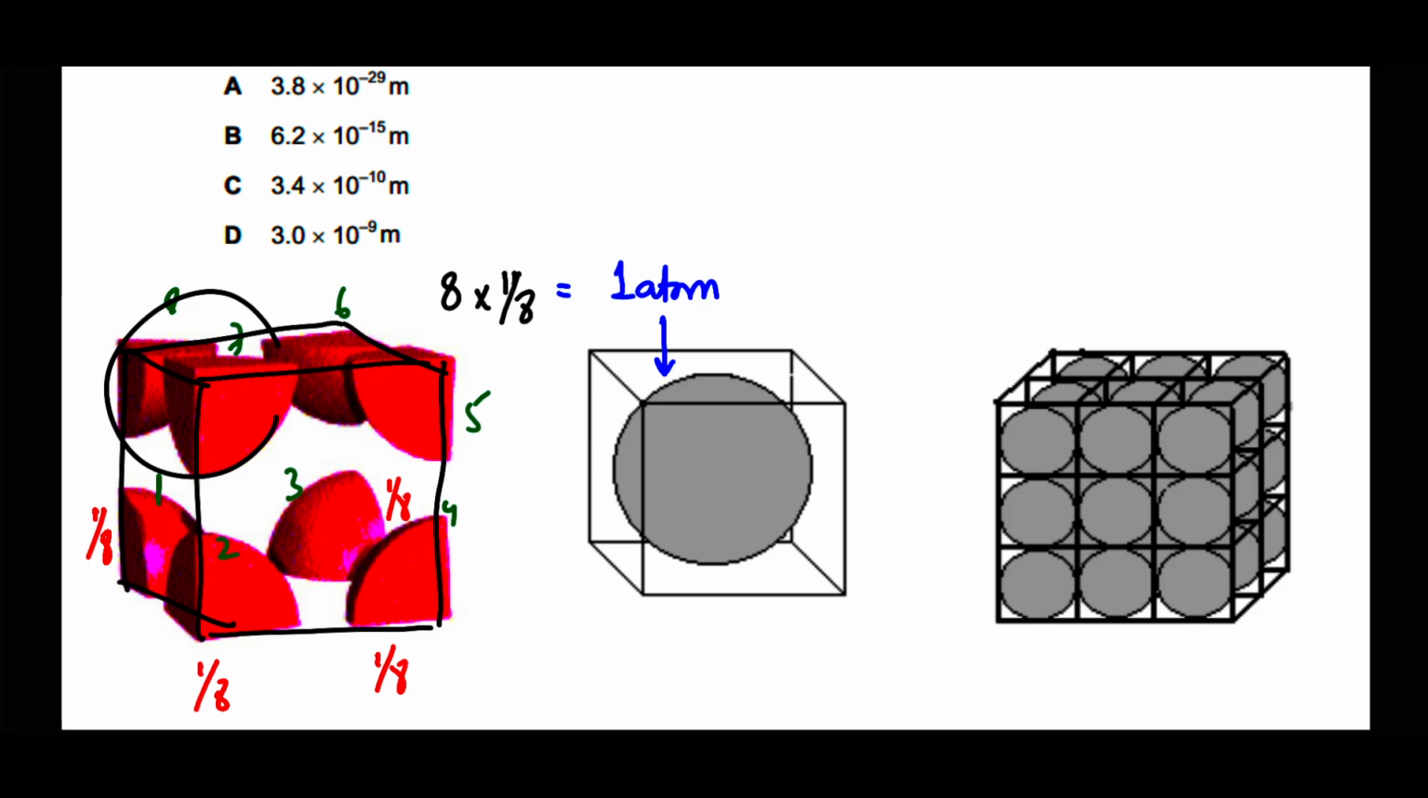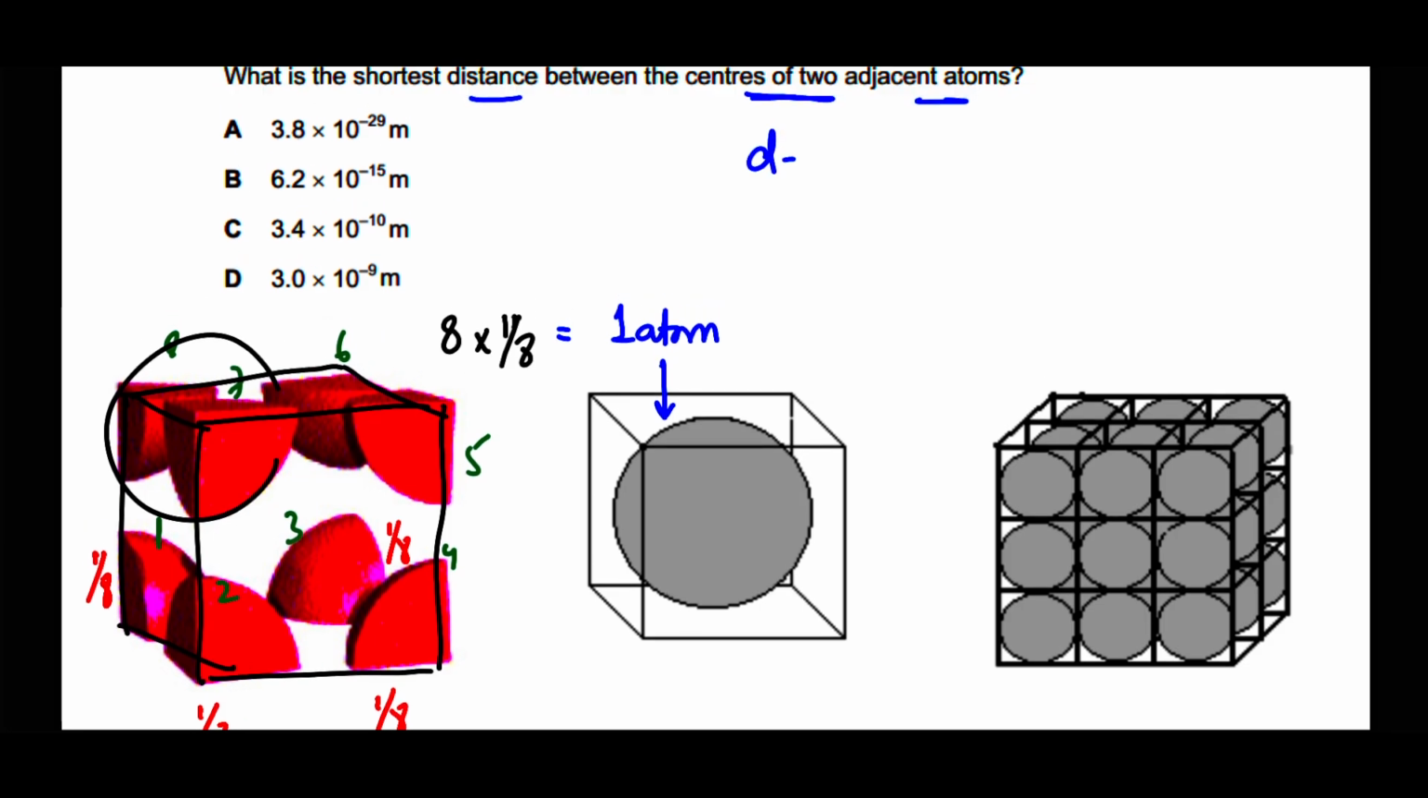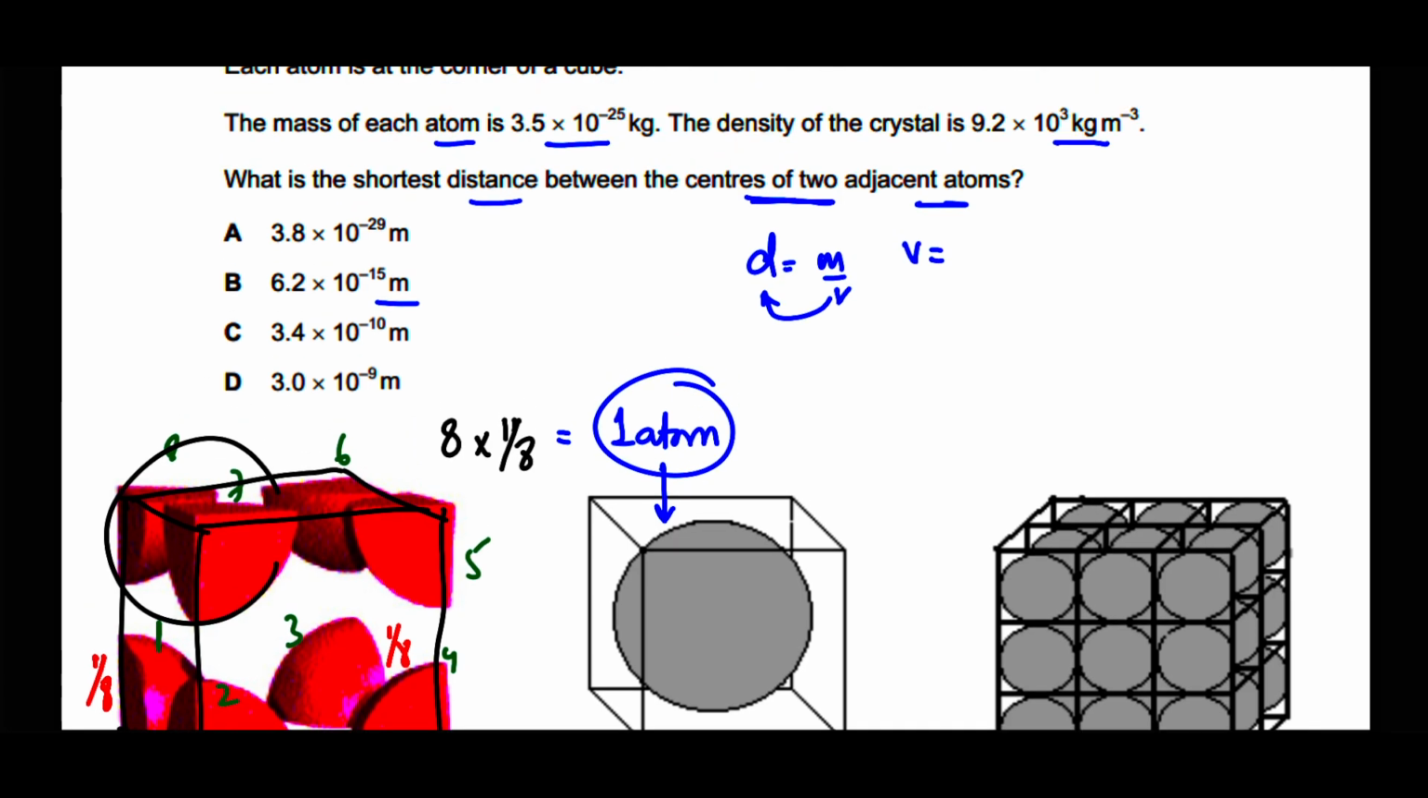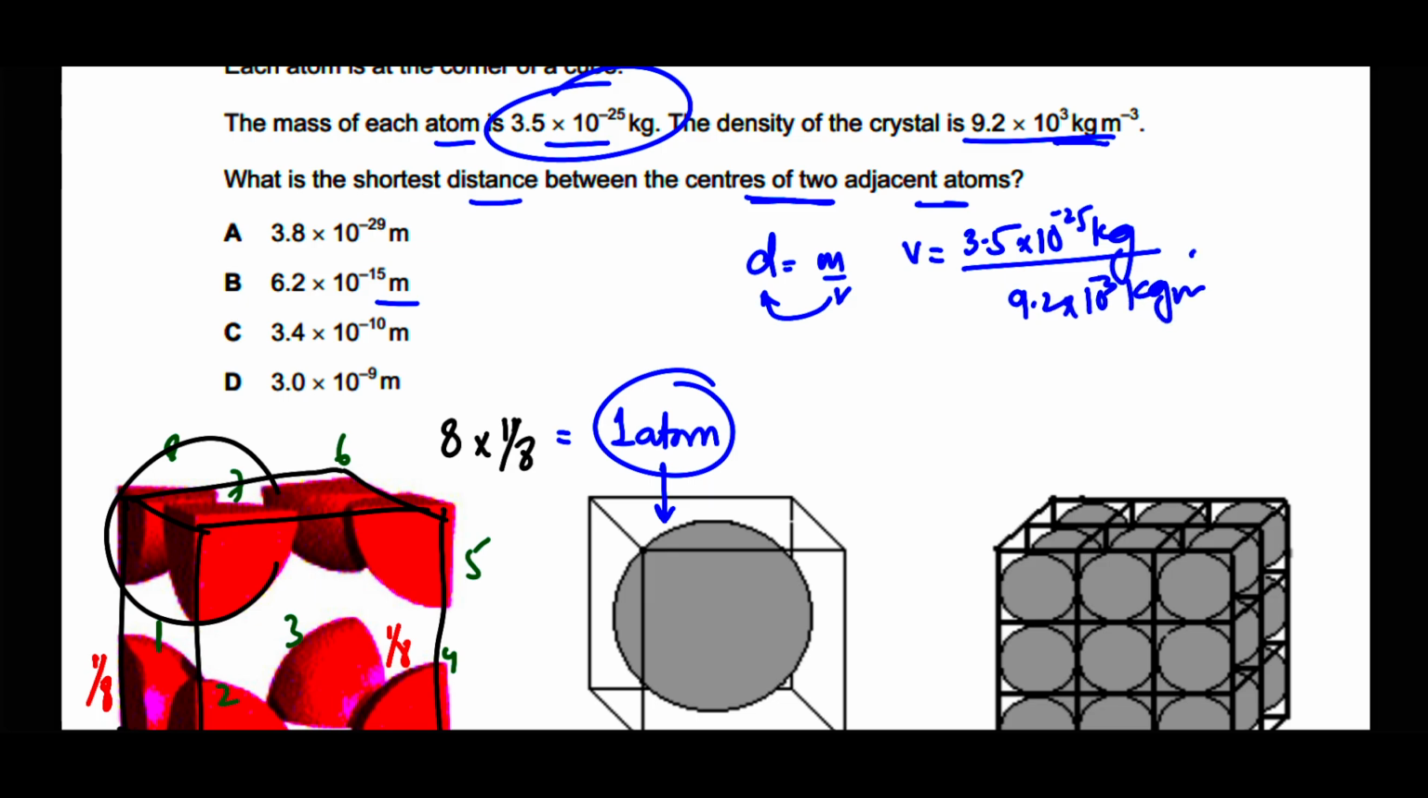So then we use the formula for density is equal to mass over volume. Since we want to find the distance, I believe that we need to find the volume. So making volume the subject of the formula, and mass of the atom is only going to be the mass of one atom, which is already given to you as 3.5 into 10 to the power minus 25 kg, divided by the density itself, which is 9.2 into 10 raised to the power 3 kg per meter cube. When you solve for volume, this answer comes out as 3.8 into 10 raised to the power minus 29 meter cube.